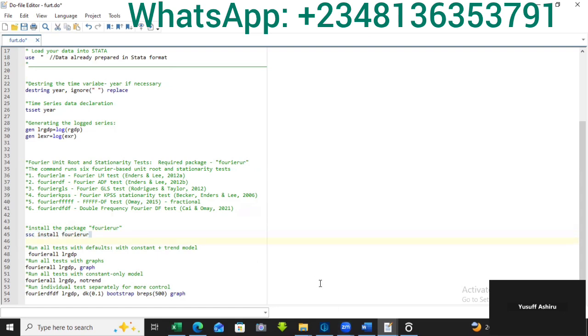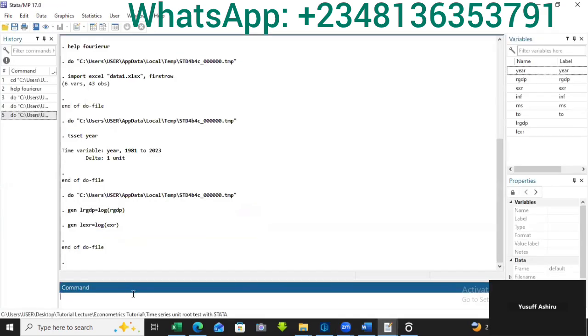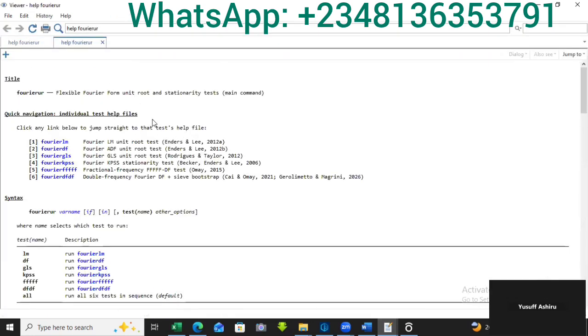To read about this package, you can just come to your environment here and type help, then Fourier UR. If you press enter, it will bring information about this package. Look at this: flexible Fourier form unit root and stationary test. Only one stationary test is among all these 6 tests, and that is KPSS.